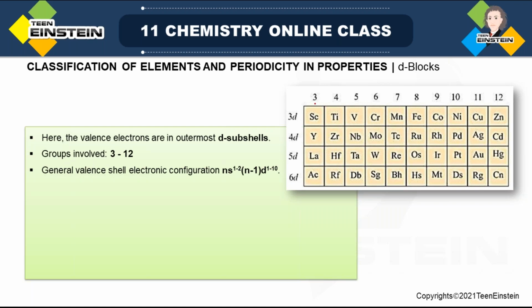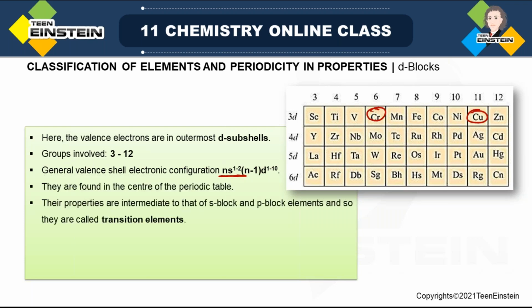d block starts from group 3 up to 12. Valence electrons are now entering the outermost d subshell. That is the reason we have all these elements under d block. General valence shell electronic configuration is (n-1)d1 to 10 ns1 to 2. Basically it should be like this, but there are exceptions. For the first transition series, these exceptions are found in these 2 elements. Because of these exceptions, the general configuration is written as ns1 to 2, then (n-1)d 1 to 10.